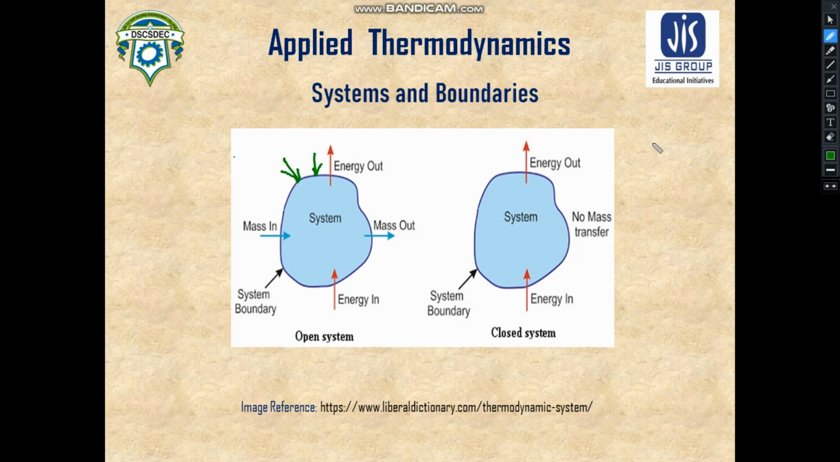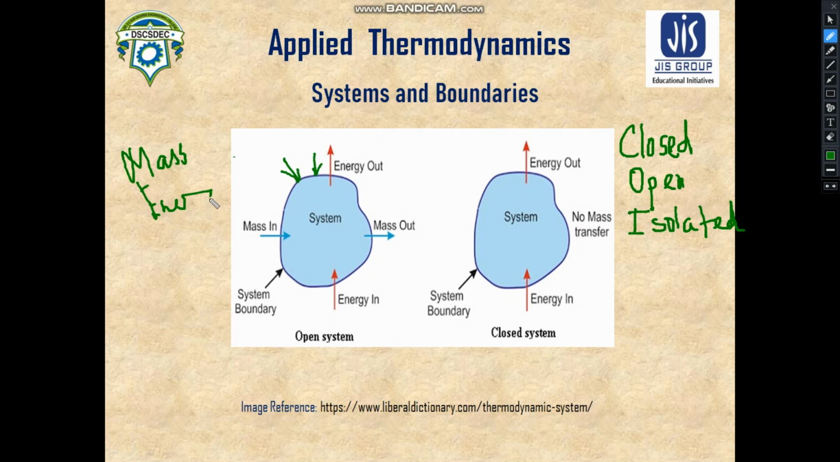Now, these systems can be of three types: closed, open, and isolated. We'll be discussing these three systems one by one. So let us write them: closed, open, and isolated. Here you can see an example. What are the points of view from which we differentiate between these three systems? It is very simple. You have to understand the flow of mass, you have to take into consideration the flow of energy, and you have to consider the concept of identity.